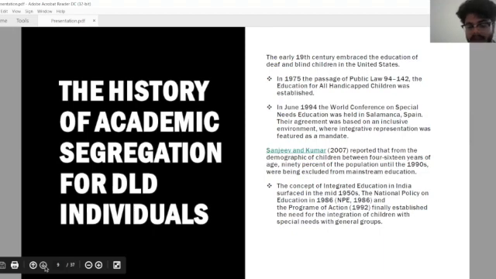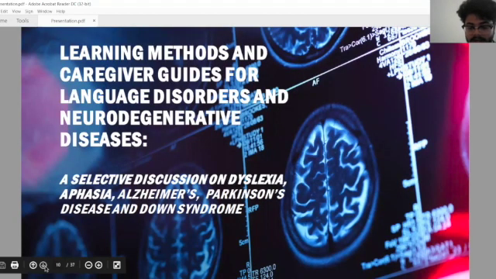And for India, Sanjeevan Kumar reported that from the demographic of children between 4 to 16 years of age, 90% of the population until the 1990s were excluded from the mainstream education. And even though the concept of integrated education did surface in India around the mid-1950s, the National Policy on Education in 1986 and the Program of Action in 1992 finally established the need for the integration of children with special needs with general groups.